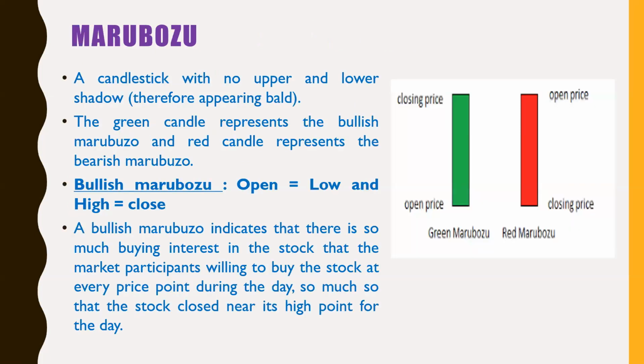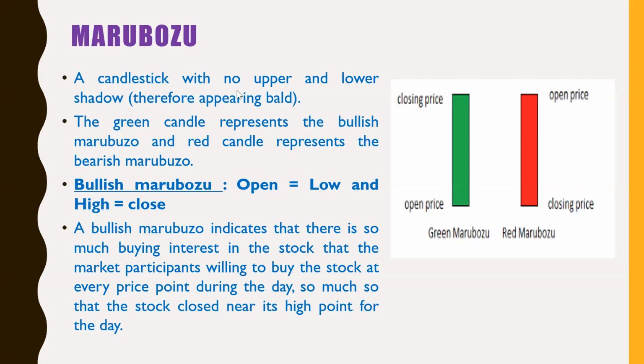How exactly does a Marubozu look? If you see the candles here, you can clearly see there are no wicks, only the body. There is no shadow or wick. It's only the body. That means the open price and low price are the same, and the closing price and high price are the same in the case of a bullish one. The bearish is the other way.